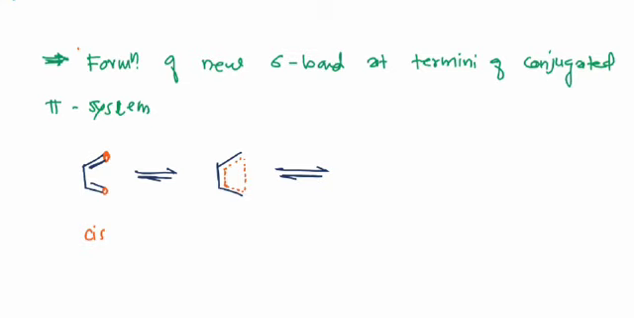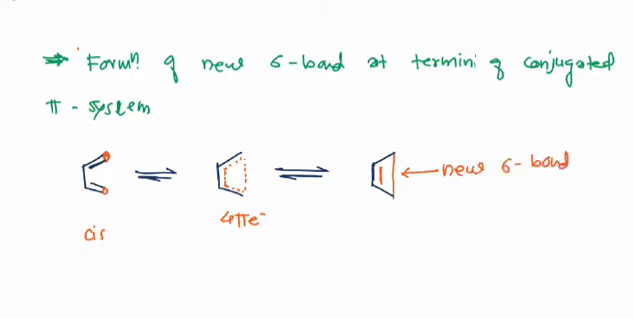Now, how many electrons are involved in this reaction? 4 electrons, 2 pi bonds. These are the 2 pi bond system. That is, it is a 4 pi electron cyclic transition state. And finally, that will develop the bond here. This is the newly formed sigma bond.